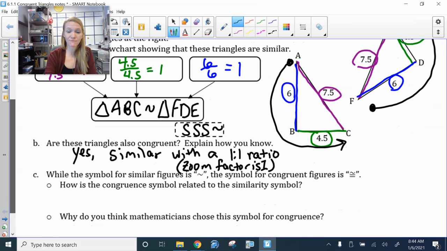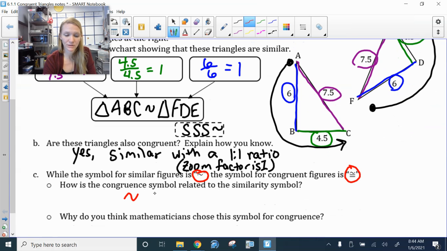So then it says the symbol for similar looks like this. It's just a squiggle. But the symbol for congruent is like this. So we want to know, how are they related? Do they have anything in common? Yeah, totally.